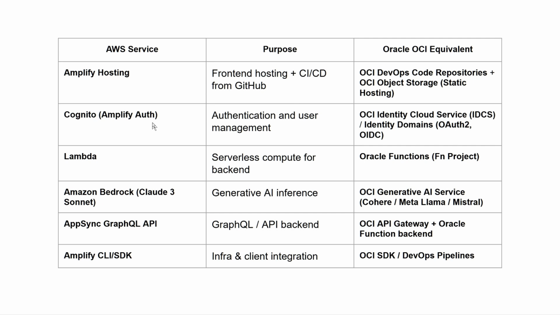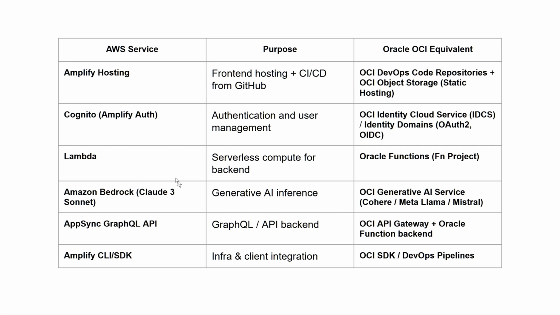Second is Cognito, which is used for Amplify authentication, and we have a similar service in OCI, which is OCI Identity Cloud Service (IDCS). For authentication, AWS uses Cognito. The OCI parallel service is Identity Cloud Service, part of OCI Identity Domains. It supports OAuth2 and OpenID Connect, offering the same secure login and user management features.